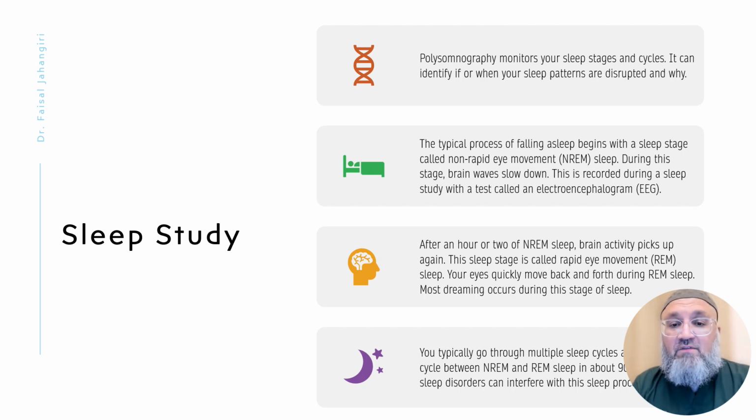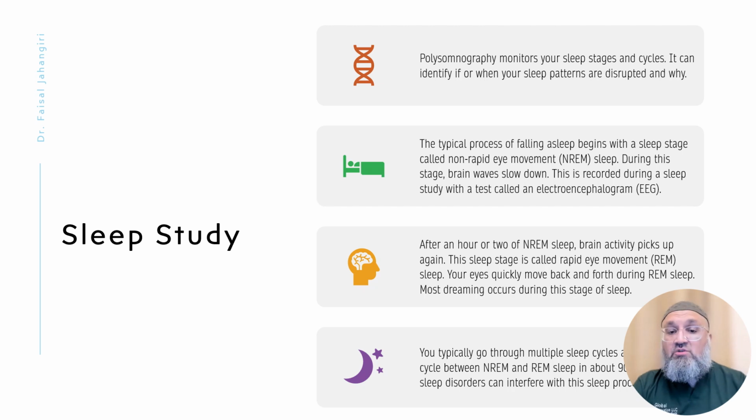The typical process of falling asleep begins with a sleep stage called non-rapid eye movement, or non-REM sleep, and then you have stages 1, 2, 3, and then you go to REM sleep. During this stage, brain waves slow down from beta to alpha to theta to delta, and this is recorded during a sleep study, called electroencephalography, or EEG.